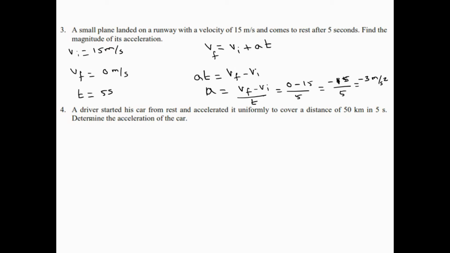For the fourth question, a driver started his car from rest. That means what is the initial velocity? The initial velocity is exactly 0 meter per second, and it accelerated uniformly to cover the distance of 50 kilometer in 5 seconds. Initially the car is at rest, and after that it is accelerated, and by that acceleration it covers the distance. The total displacement from 0 to the final position is the displacement. So better I am going to write its delta x value as 50 kilometer.